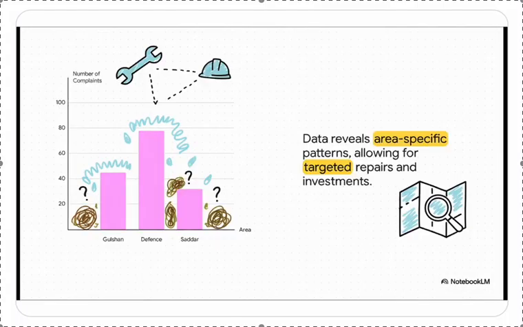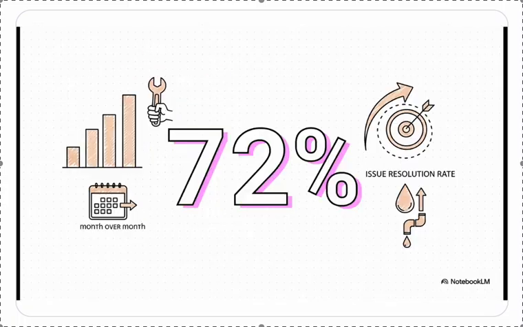You can create insights just like this. A chart like this could instantly show city officials that, hey, the Defence area has a major chronic low pressure issue, while over in Sadar, the biggest problem is actually water quality. This lets them target their repairs and investments based on actual data, not just guesswork. And you can start tracking how well you're doing. A number, like an issue resolution rate, creates real accountability. You can actually measure, month by month, if the system is getting better at solving the problems people report. This number becomes a direct measure of how effective the whole thing is.